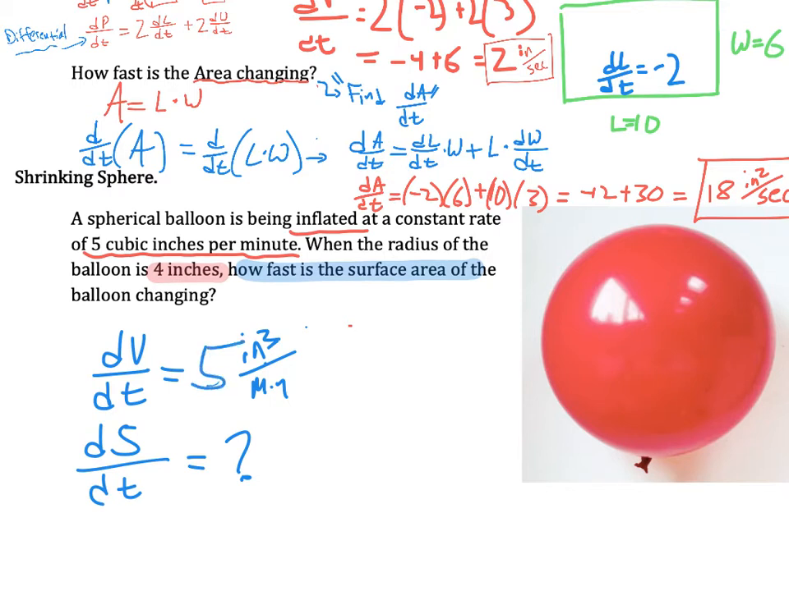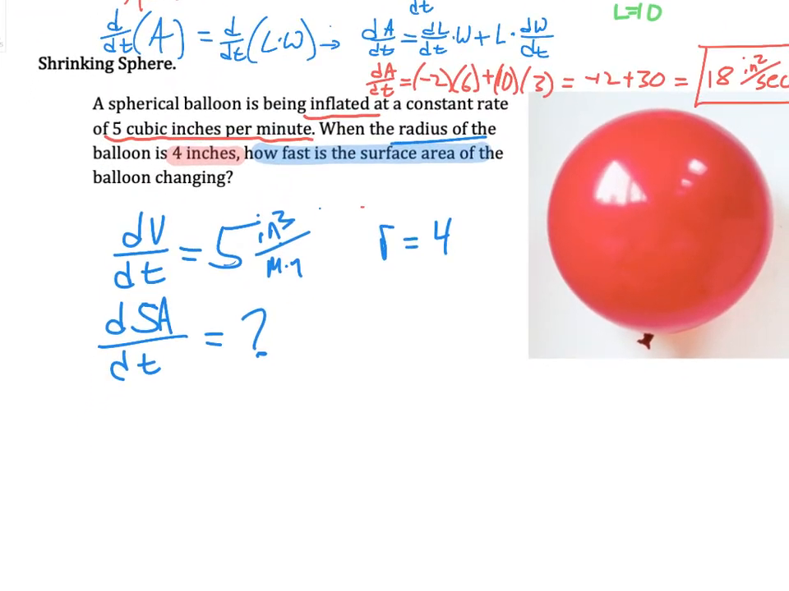All right, so d, we could even say surface area, dt, that's fine. So we're trying to look for that. We also know that at some moment in time, the radius is 4. So again, we're going to start with the generic equation, take the derivative, and substitute what we know.